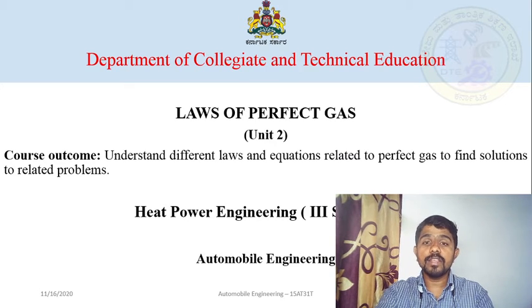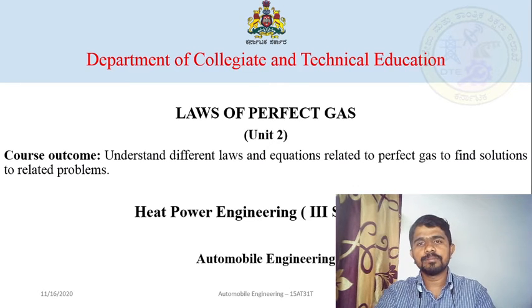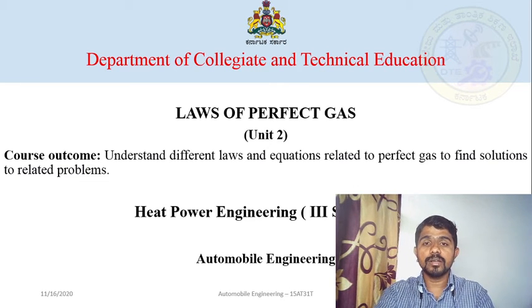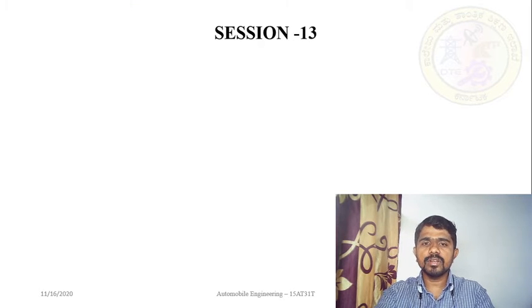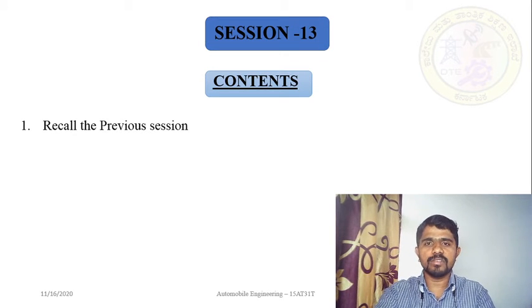In the last 3 sessions we were discussing unit 2, laws of perfect gas: what is a perfect gas, what are the gas laws, as well as the general gas equation, characteristic gas equation, and universal gas constant, and based on that we tried to solve some problems also. Now this is the next session, session number 13. Here, let us recall the previous session as usual, and based on all the previous slides we have discussed earlier, let us solve some problems.